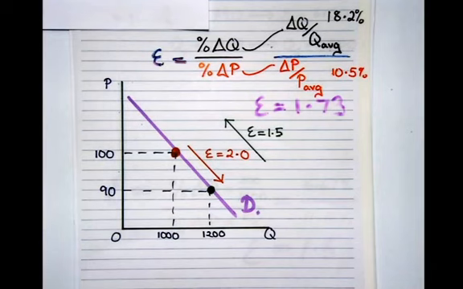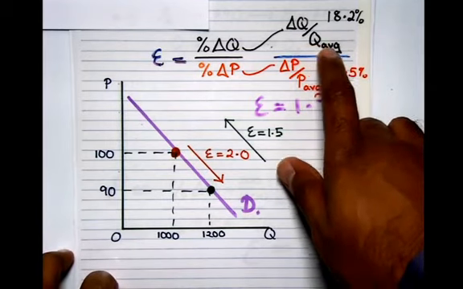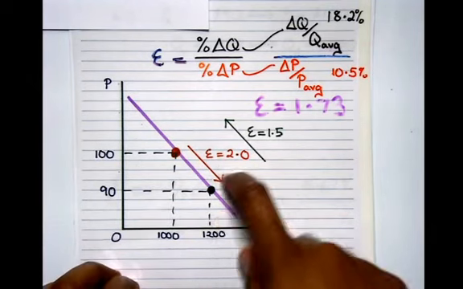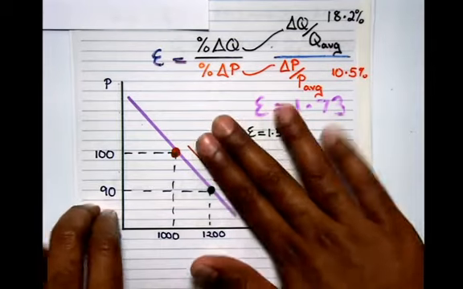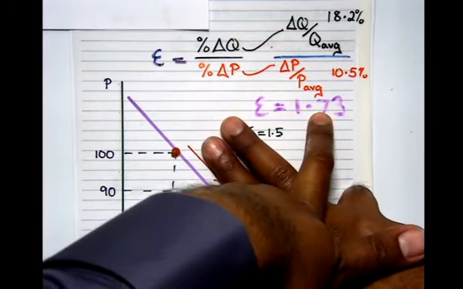So just a term, this is known as the midpoint formula, that's just the name. All it does is, instead of dividing by the original quantity or the original price, we divide by the average quantity and the average price. This way you get one answer, whether you go up or down, you'll just get the one answer for price elasticity, which is 1.73. Is that okay?